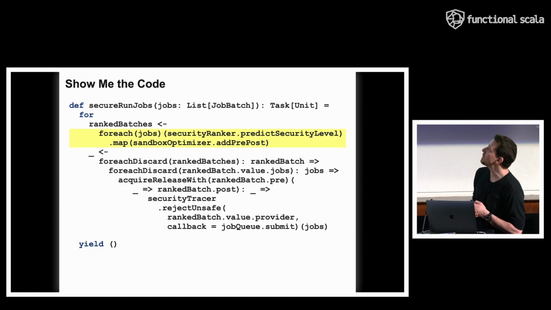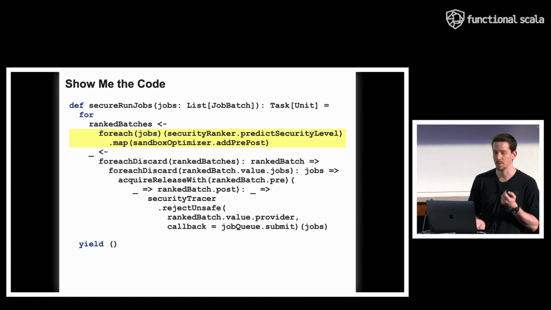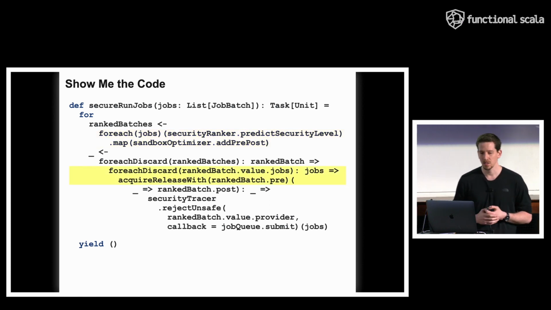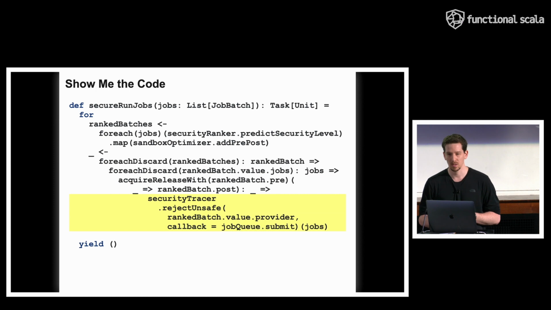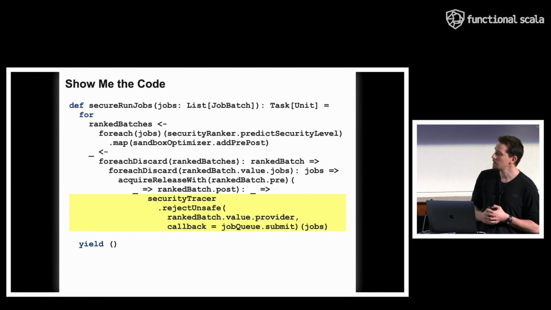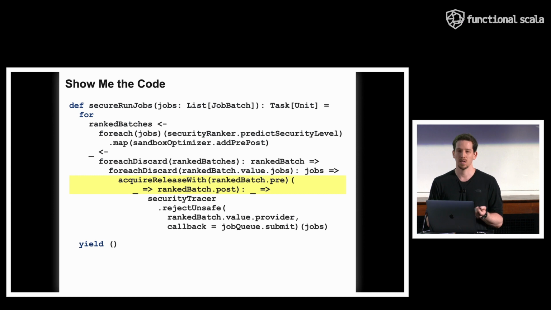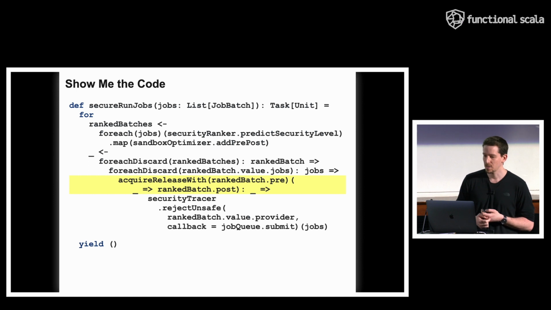And then the optimizer is adding pre and post tasks that are the thing that's supposed to tell us when to open and close the sandbox. Then we open the sandbox and do the security trace and submit it to the job queue via callback. It seems like we should be safe in opening and closing the sandbox, because we're doing acquire and release of our provider. But this is misleading, because the sandbox optimizer actually splits up the opening and closing procedures into different executions. So we might open the sandbox in one batch, but we're supposed to close it in another. And so why did we forget to close the sandbox?